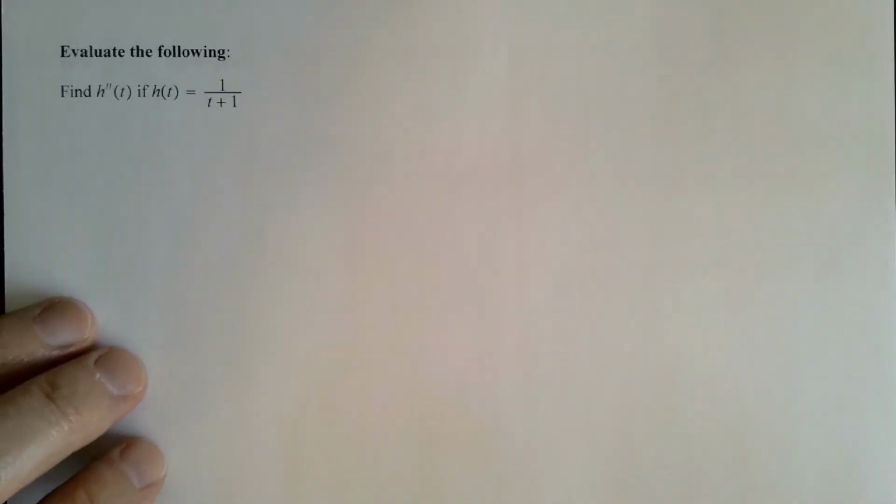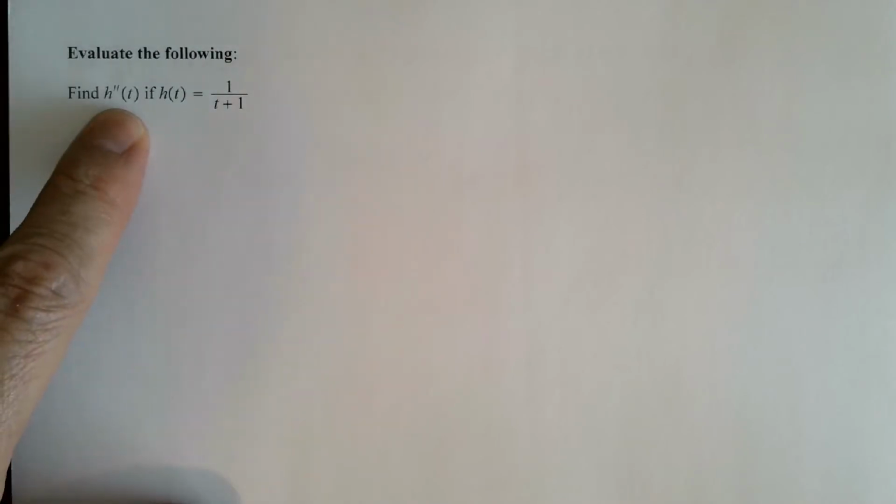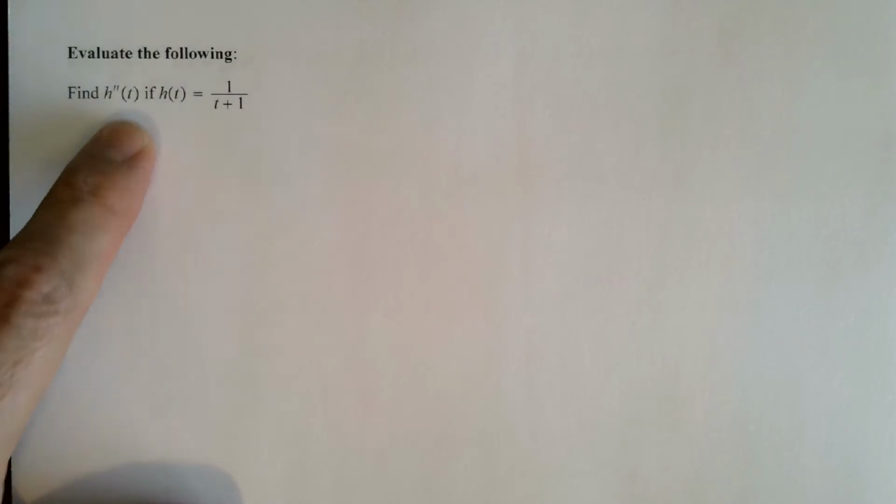So let's do some more examples involving higher order derivatives. In this case, I want to find h double prime of t for the function h of t, so this is the second derivative. So how do we proceed? Well, in order to get to the second derivative, we've got to get the first derivative first. And so we're going to do that.